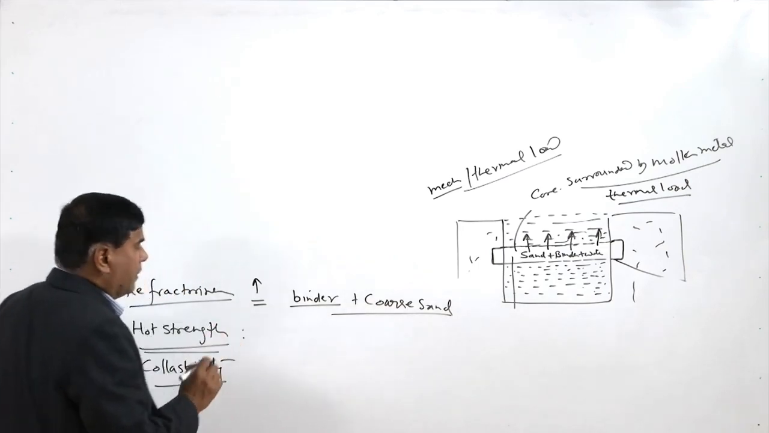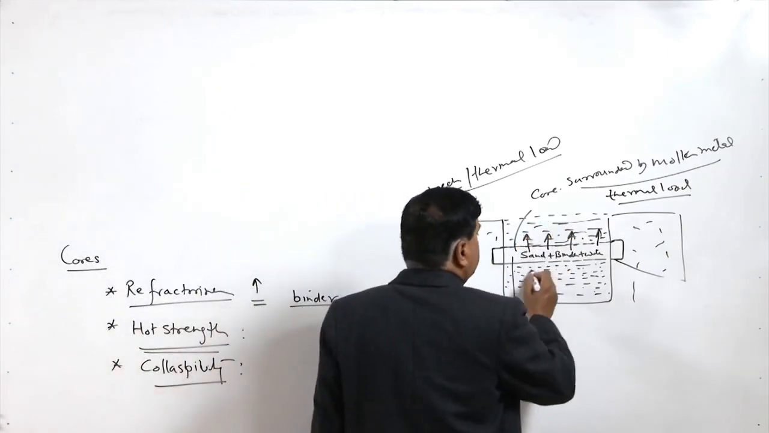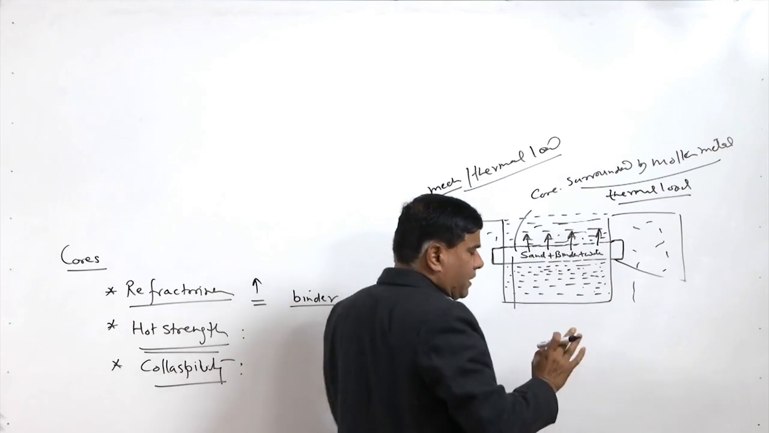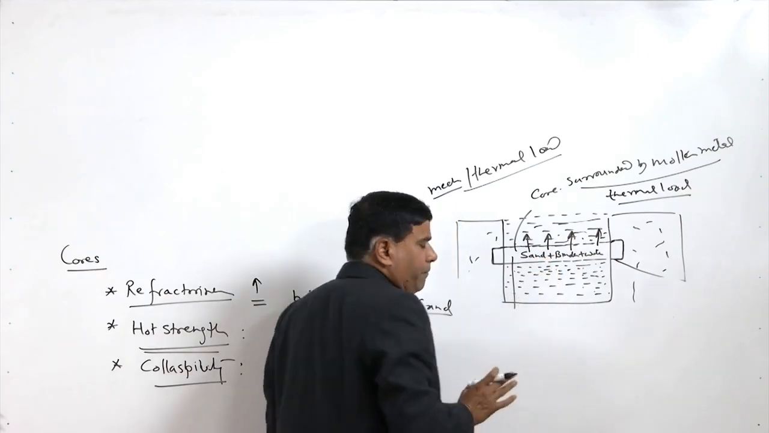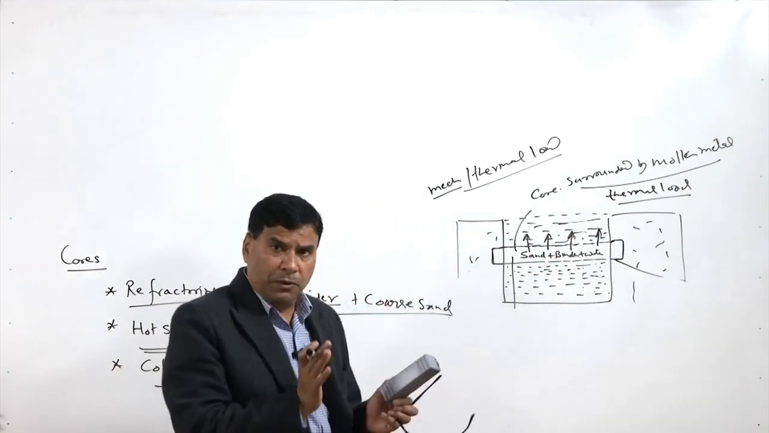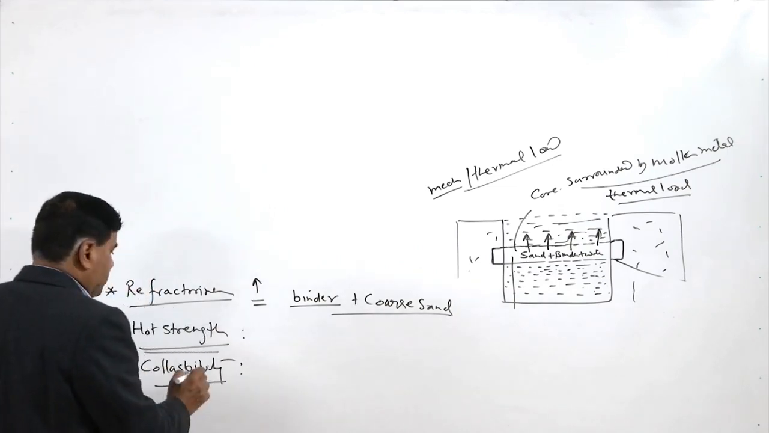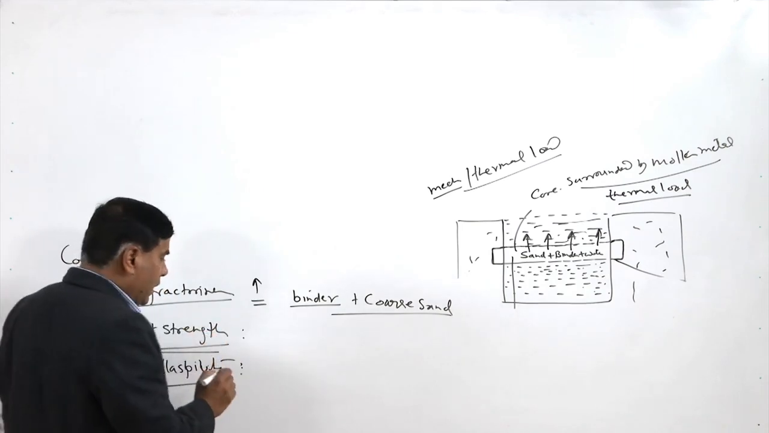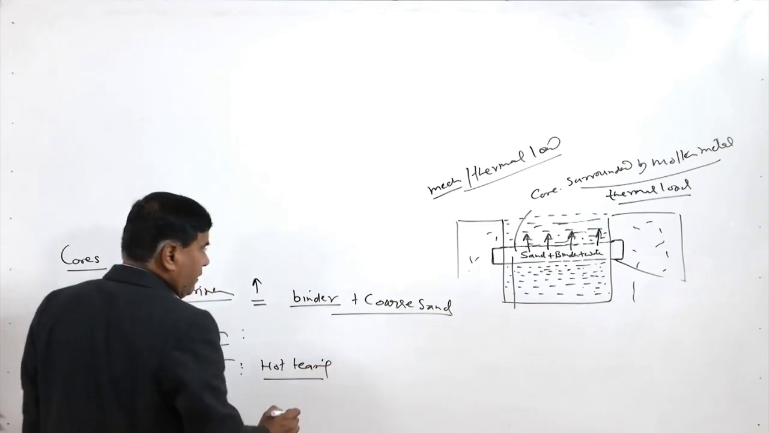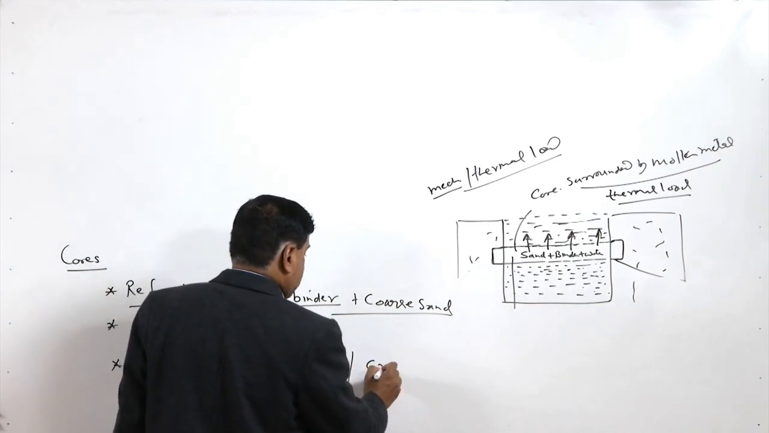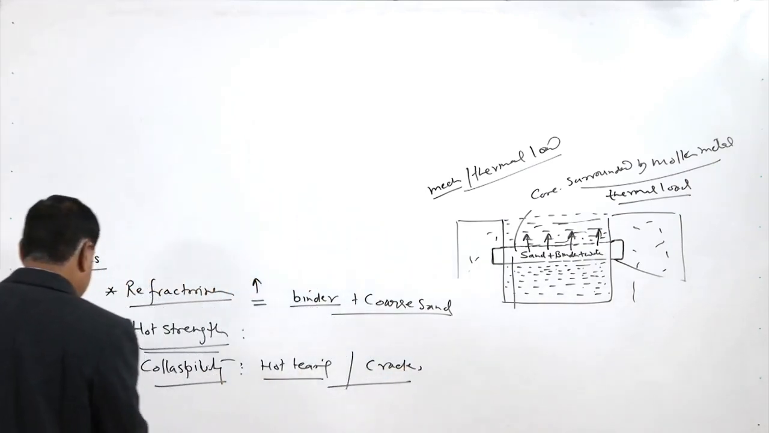Collapsibility of the core material is required because after solidification the core will experience the contraction, meaning the molten metal experiences contraction, and because of that contraction the core is pressurized from all the sides. So, it is expected that it will collapse under those conditions, and if it does not collapse then it causes hot tearing, or even sometimes cracks are generated.